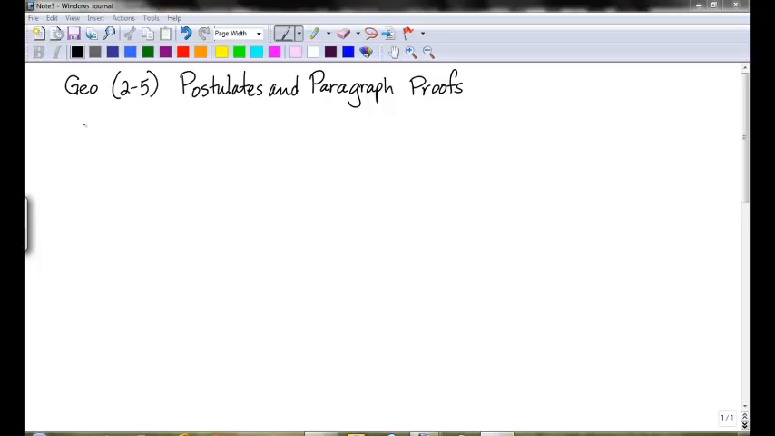Okay, this is on 2-5 on postulates, what they call postulates and paragraph proofs. We're omitting 2-4. Okay, that means we're not covering 2-4. You don't have to worry about it for notes or homework.